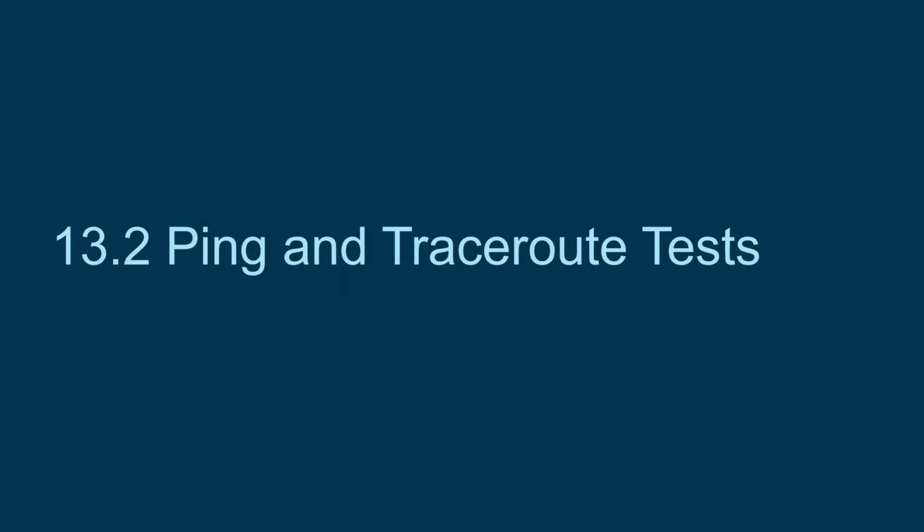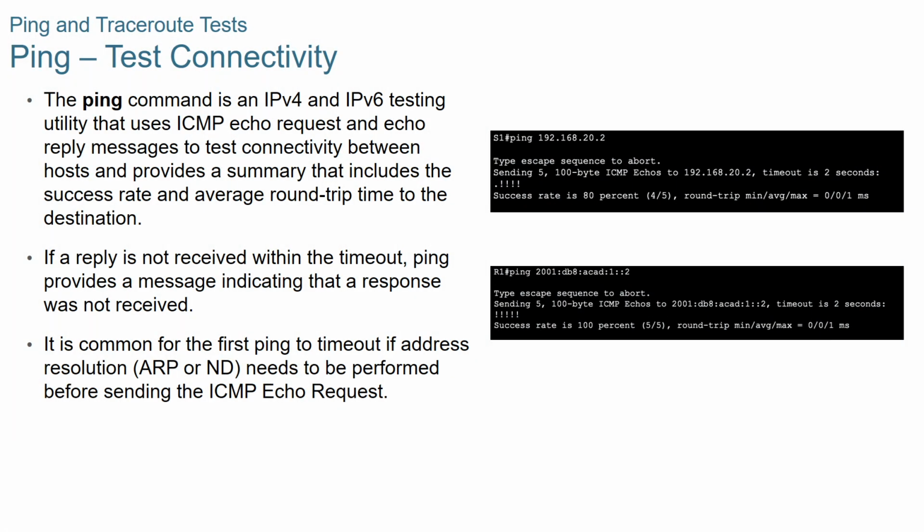Ping and traceroute tests. So ping tests connectivity. The ping command is an IP version 4 and IP version 6 testing utility that uses ICMP echo request and echo reply messages to test connectivity between hosts and provides a summary that includes the success rate and average round trip time to the destination. If a reply is not received within the timeout, ping provides a message indicating that the response was not received.